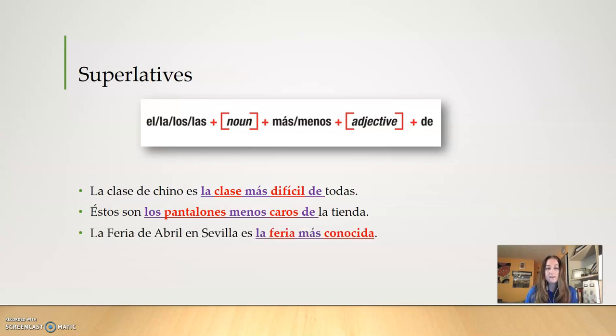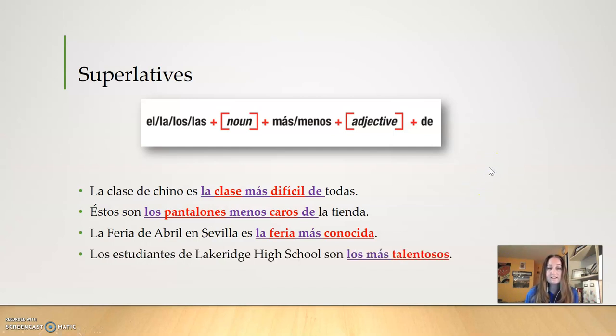La feria de abril en Sevilla es la feria más conocida. Notice that in this example, I didn't add the de and the largest group. We can just leave that out if it's understood what the larger group is. The feria of April in Sevilla is the most well-known feria. We can assume that's of all of the ferias.